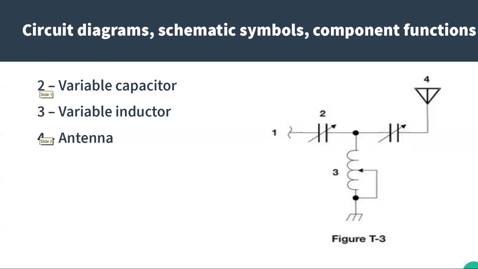You don't see too many variable capacitors in modern equipment. Those used to be mechanical devices that had a set of plates that rotated, interspersed with a fixed set of plates to vary the capacitance. Today, it's mostly done with varactor diodes, but it's still on the quiz.